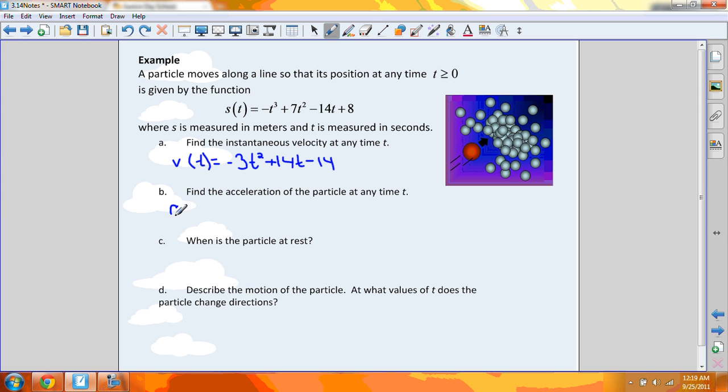So I just multiply my coefficient by the exponent and decrease the exponent by 1 for all of these terms. Next one is our acceleration. So we are just going to take the derivative of the velocity function we just found, so negative 6t plus 14. C, when is the particle at rest? The particle is at rest whenever your velocity is 0.